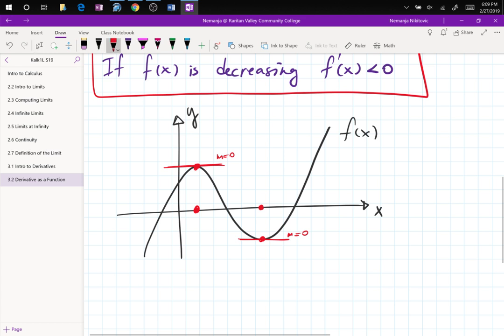So now I have these 2 points, and I know that my derivative is going to go through this. So what do I know? I know that this part of the line is increasing. I know that this part of the line is decreasing. And I know that this part of the line is increasing. Right? We have 3 segments of this graph: increase, decrease, increase.